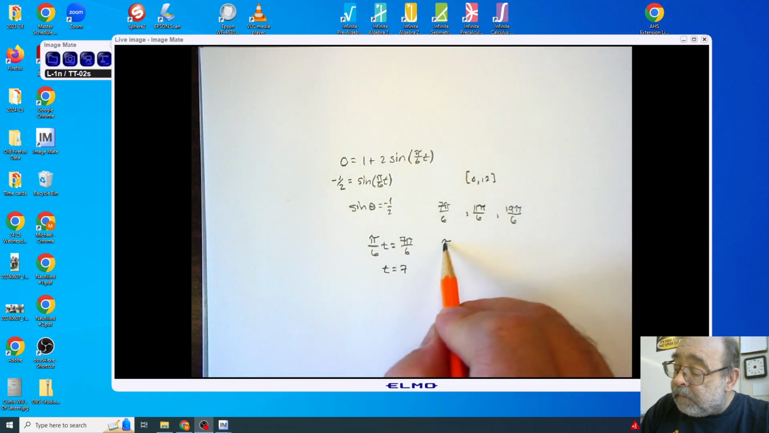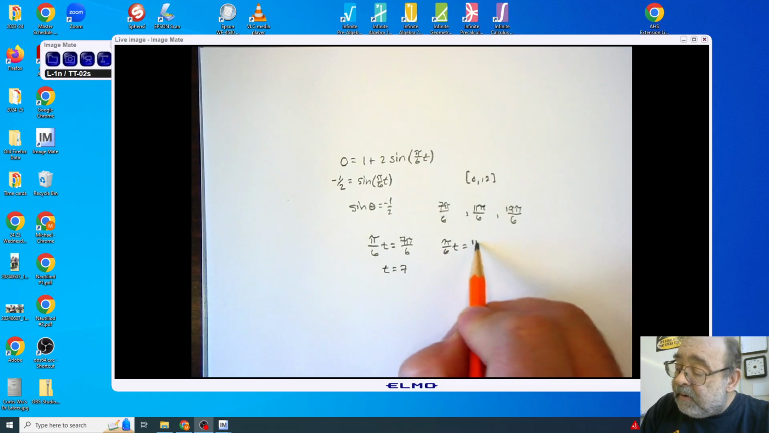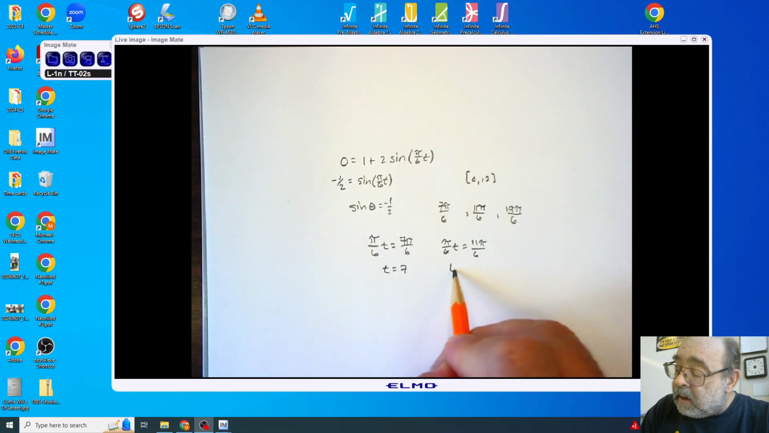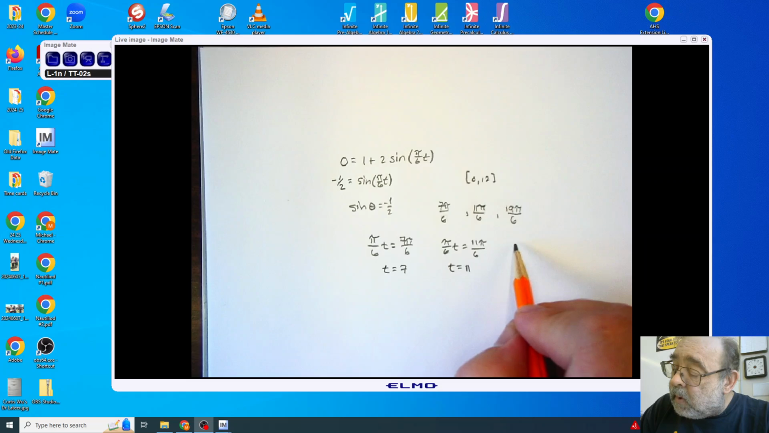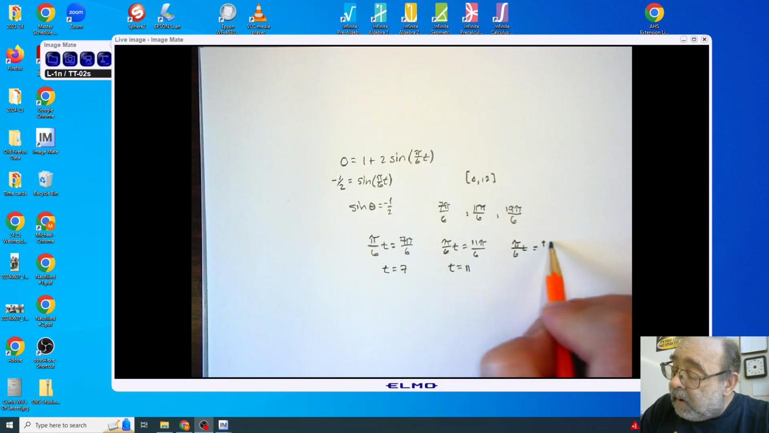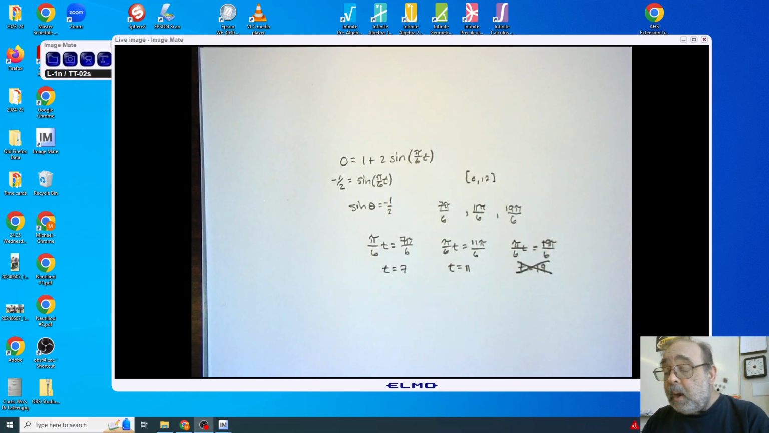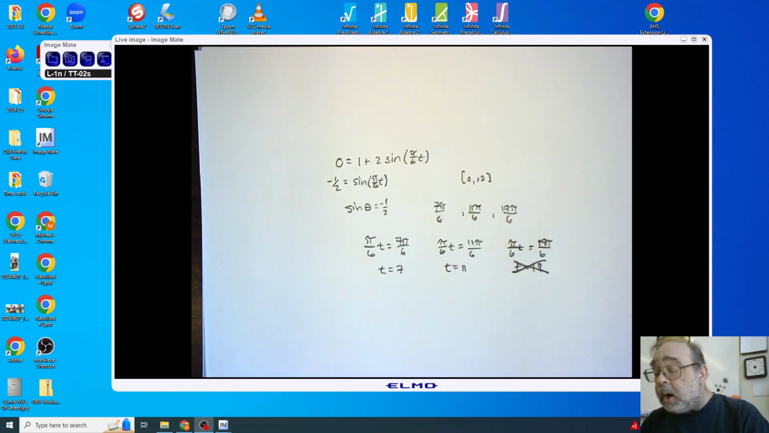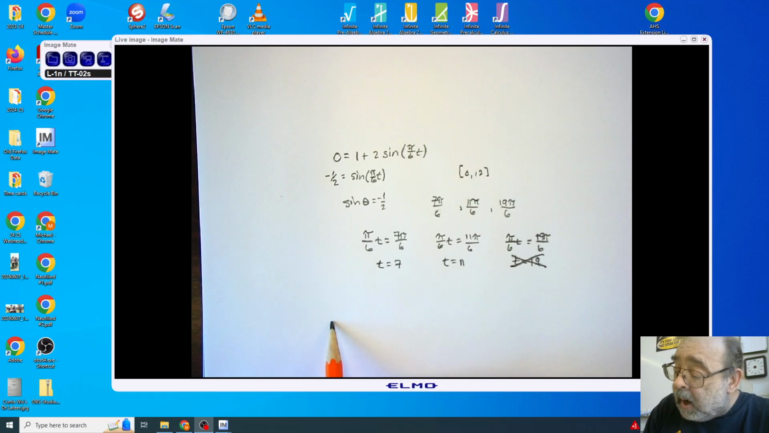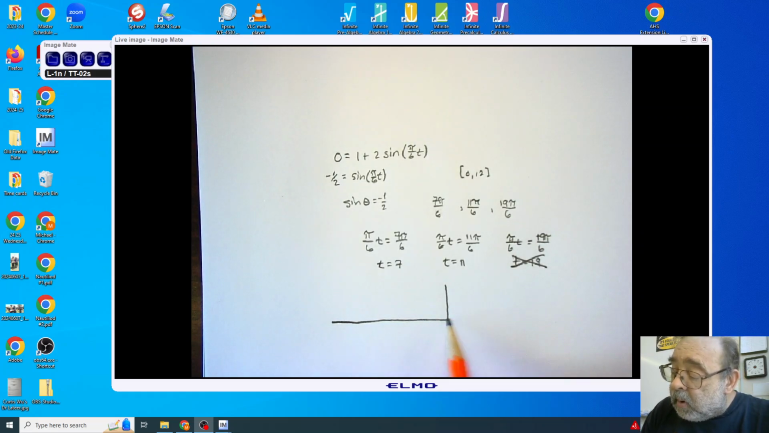Then I'm going to take pi over 6t, set it to 11 pi over 6, and I get t equals 11. Now I'm going to check the last one, even though I already know it's too large. It is outside of the 0 to 12, so I have 19 pi, and I end up with t equals 19. Once again, too large, I get rid of it. Now we're going to make a sign chart. A sign chart is simply a number line, and over here we're going to put a vertical line and our function for velocity, 1 plus 2 sine of pi over 6t.